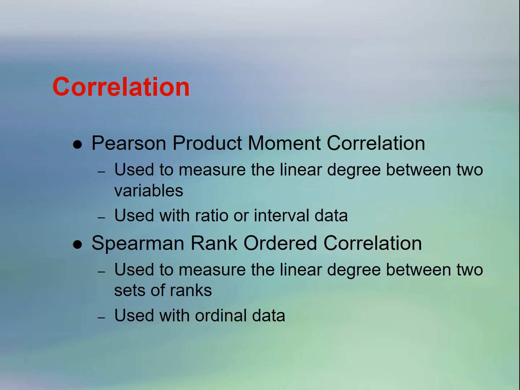There are several different techniques that we can use to calculate correlations. Pearson product moment correlation is probably most commonly used to determine the linear degree between two variables. One stipulation of this technique is that scores are either ratio or interval. Spearman does the same type of thing. The only difference is that, with Spearman, I use raw scores, I rank them, then compare the ranks. So the Spearman is used to measure the linear degree between two sets of ranks.